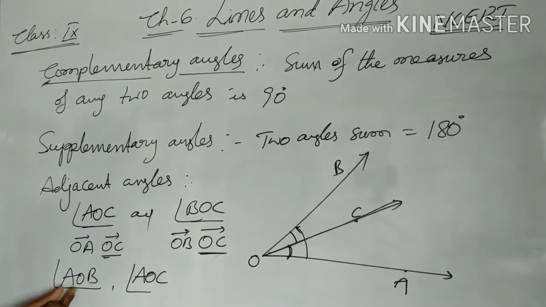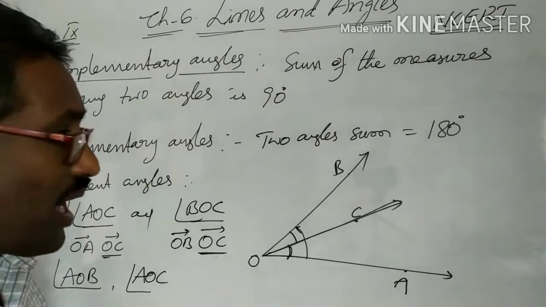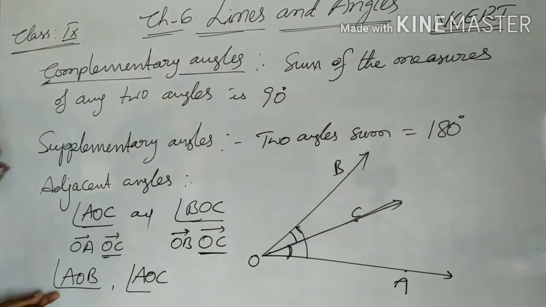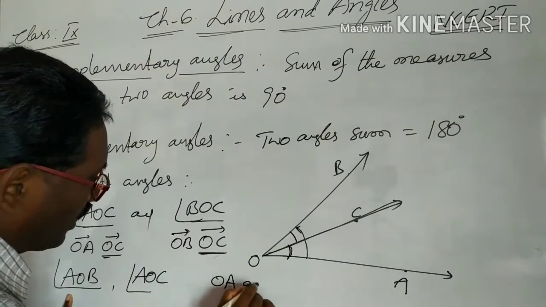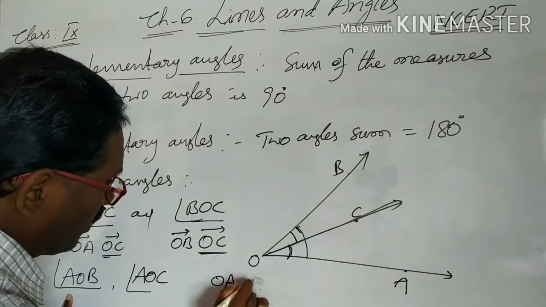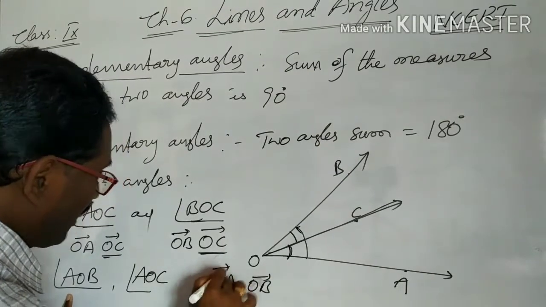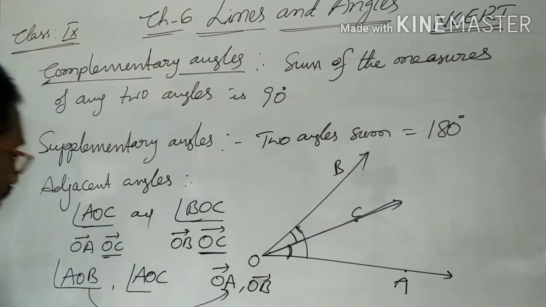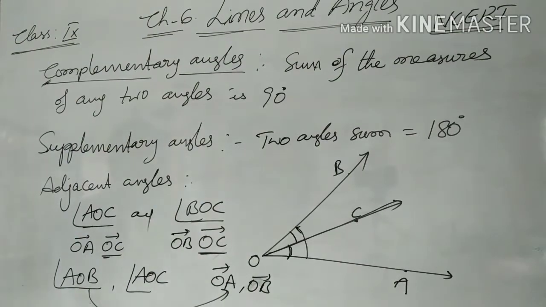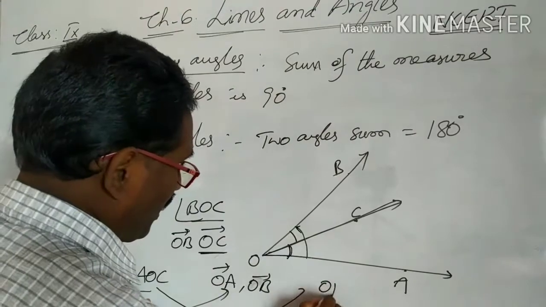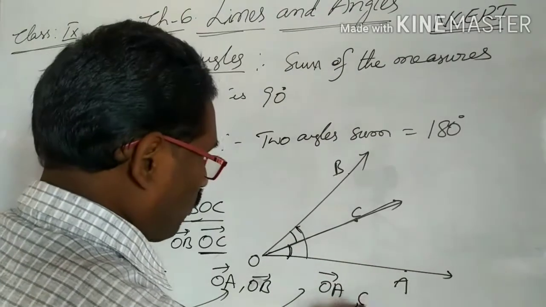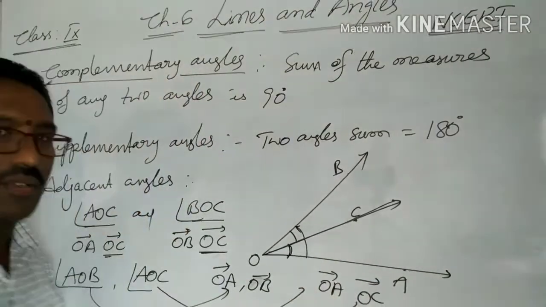What are the arms of angle AOB? OA and OB are the arms of angle AOB. Okay. Next, angle AOC, what are the arms? OA and OC. Yes or no? Observe here.